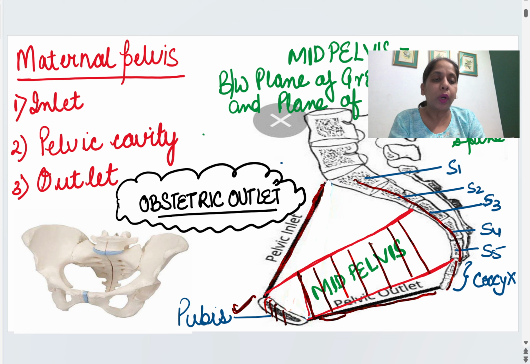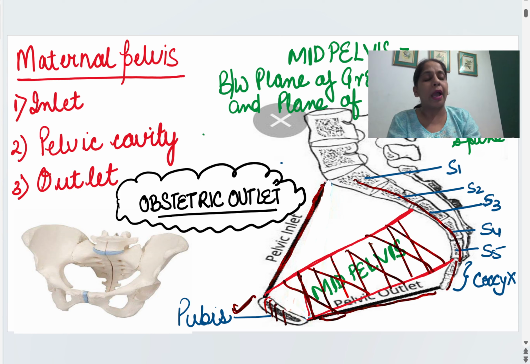In NEET PG 22 a question was asked: this area, the one which is shaded, what is this area known as? I have to tell you in detail about this cavity, as a question can come in our exam also. The upper border of this area is the plane of greater dimension, the plane in which the diameters are greater. This is the upper red border of the mid pelvis.